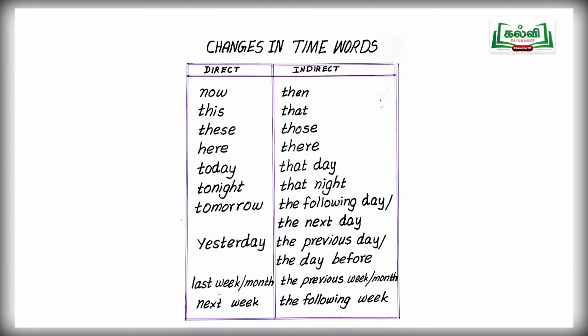Then let's see the changes in time words. Now becomes then in the indirect speech. This becomes that. These becomes those. Here becomes there. Today, that day. Tonight, that night. Tomorrow, the following day or the next day. Yesterday, the previous day or the day before. Last week or month, the previous week or month. Next week, the following week.